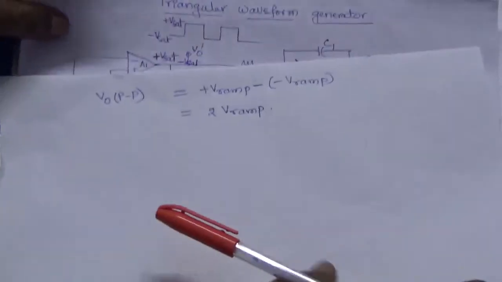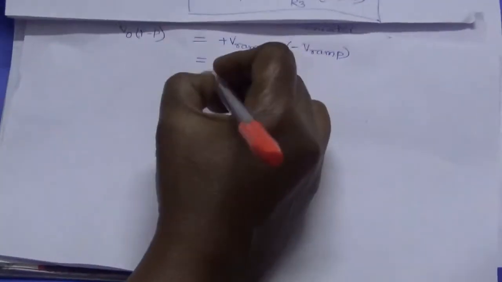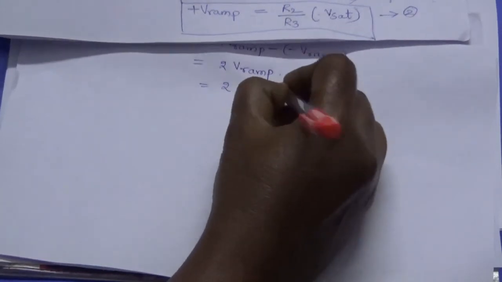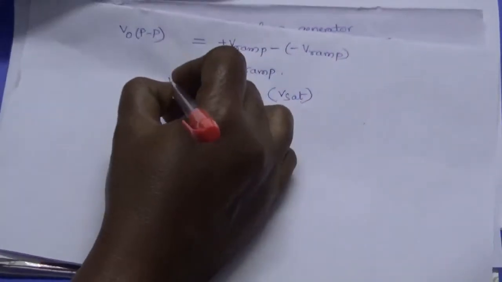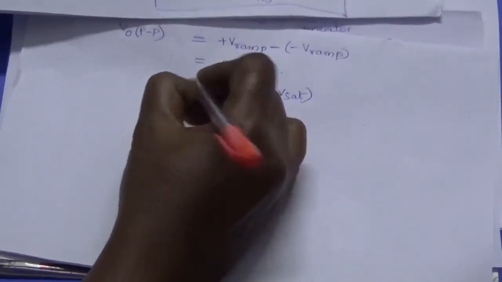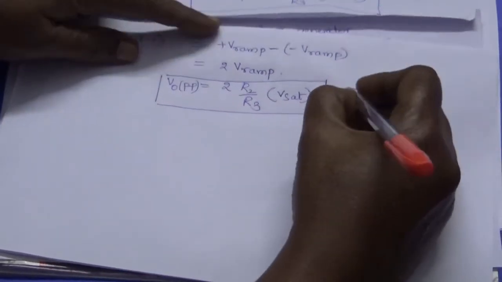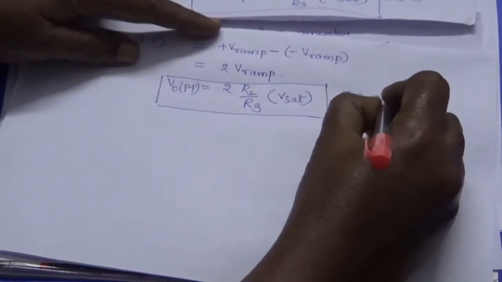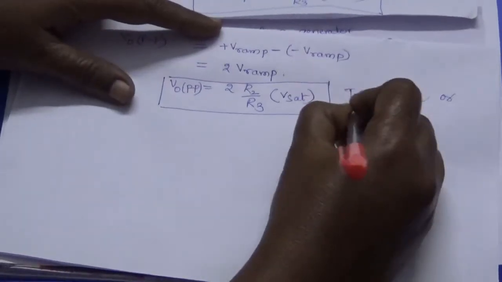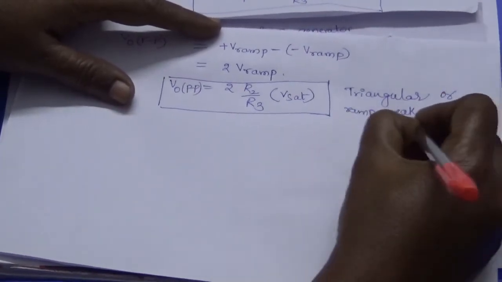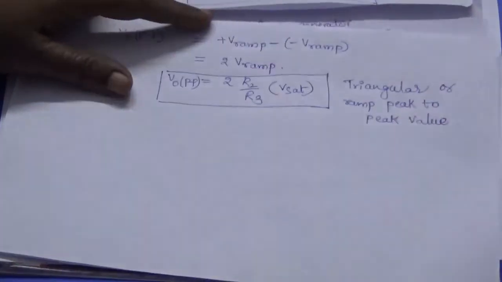Now, what is my Vramp? We have already derived it. My Vramp is going to be R2 by R3 into Vsat. So this is my V output, that is the ramp peak to peak value. This is going to be the triangular ramp peak to peak value. Next.